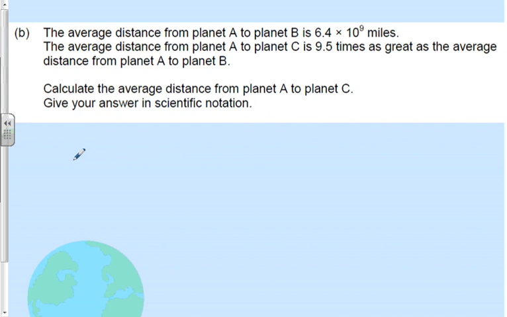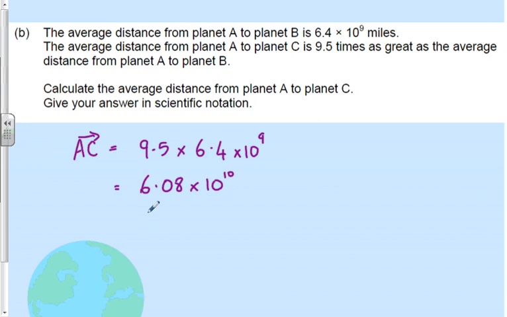Well, we know that the distance from A to C is going to be 9.5 times bigger than 6.4 times 10 to the power 9. Now we can put that directly into our calculators. 9.5 times 6.4 times 10 to the power 9. And because of the size of the number, our calculator should spit out straight away 6.08 times 10 to the power 10. And our units there are miles.